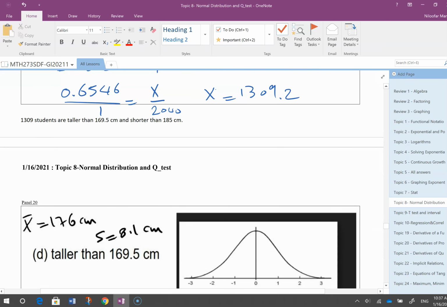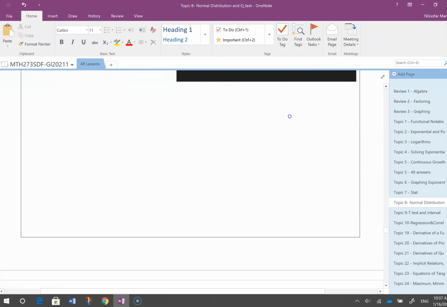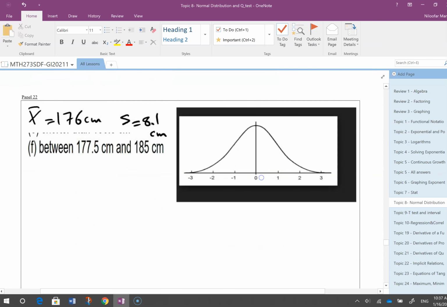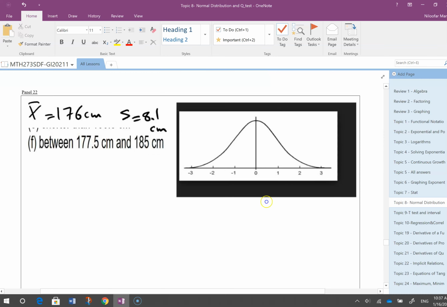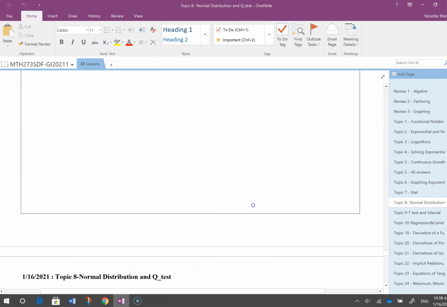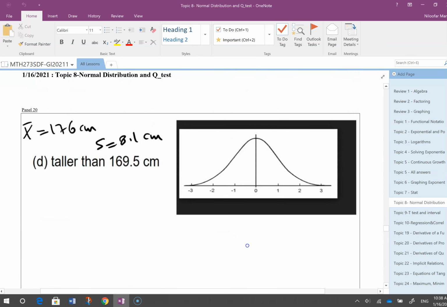Okay, so now I have another example D, which says taller than 169.5. So I had shorter than this, now I do taller than this. Then I do shorter than 186.5. I did taller than this, now I do shorter than this. And also I do between two values which are more than mean, and also between two values which are less than mean, and then done. Okay, so 1, 2, 3 and 4.